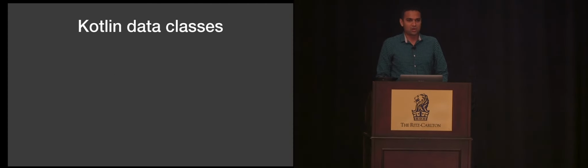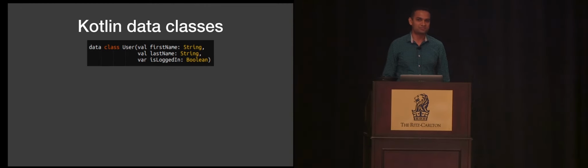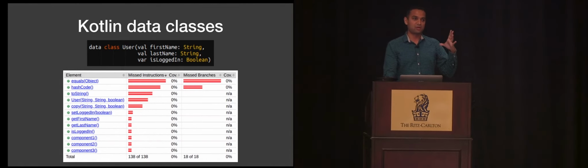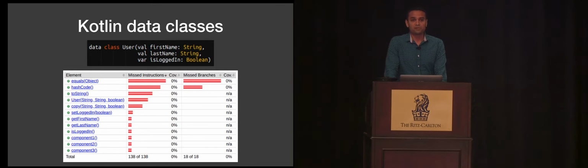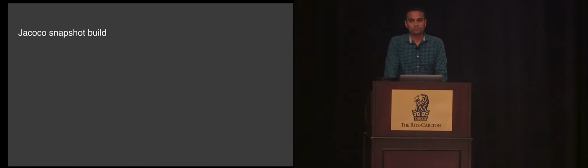Another point here is Kotlin data classes. You guys are probably using Kotlin data classes. Let me give you an example. Let's say you have a data class such as this, just a single line of code, and you create a coverage report. The coverage report will come out something like this. And that's because of the generated Java methods for that Kotlin data class, like equals, hashCode, toString. That is, unfortunately, the default behavior for JaCoCo 0.8.1.